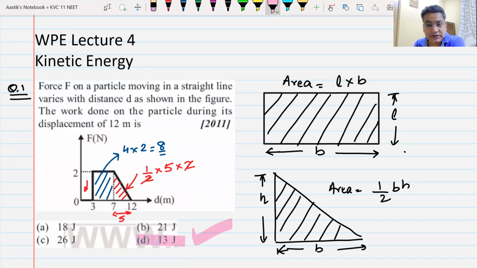This is the answer: 13 joules. Area of a rectangle and area of a triangle. You had to add up and get the answer. Everyone, please note it down very carefully. I'm going to give you one more question so that you can practice enough.